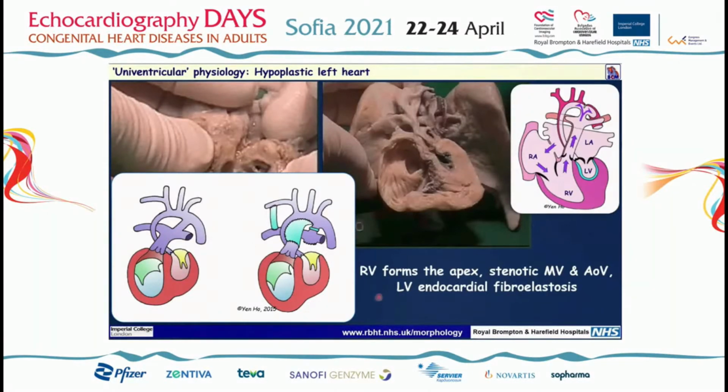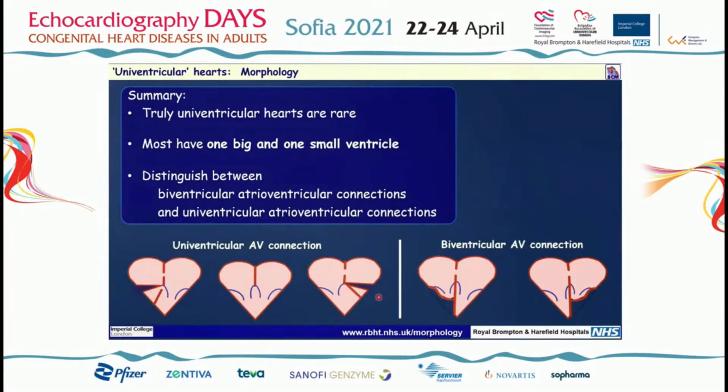univentricular repair. So to summarize then, the truly univentricular heart with a solitary ventricle is quite rare. Most of these hearts would have one big and one small ventricle. And the thing we would like to do is to distinguish between those that have two atrioventricular connections, a biventricular connection, versus those with a univentricular connection, as depicted on these little pictograms down here at the bottom.